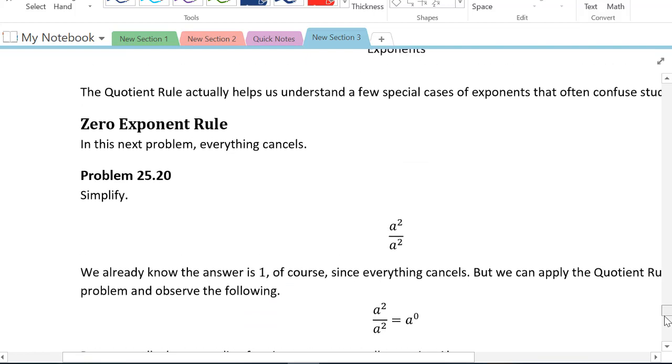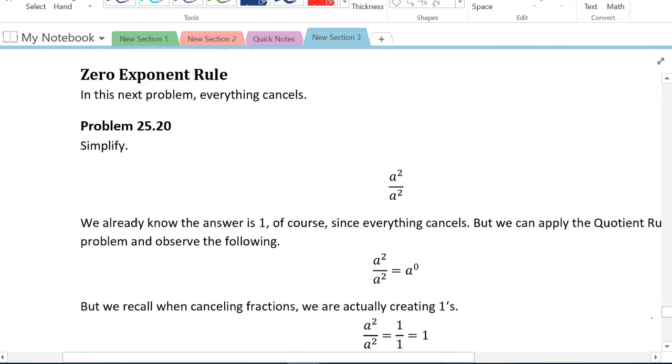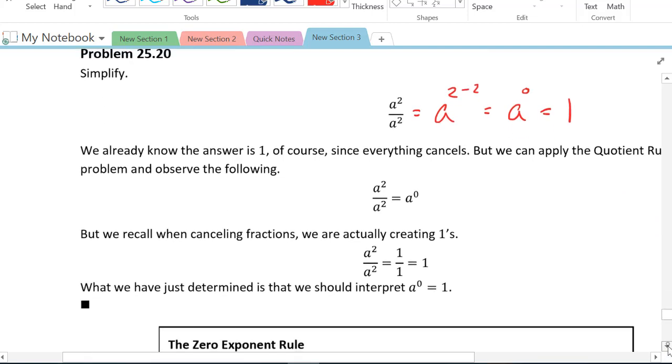Okay, so now let's talk about the zero exponent rule. Basically the zero exponent rule just means that anything to the zero power is always equal to 1. Or you think of it as canceling out, okay? So here you would get a to the 2 minus 2, right? So 2 minus 2 is a to the 0. A to the 0 is 1. Or you can think of them as canceling out. So let's look at an example.